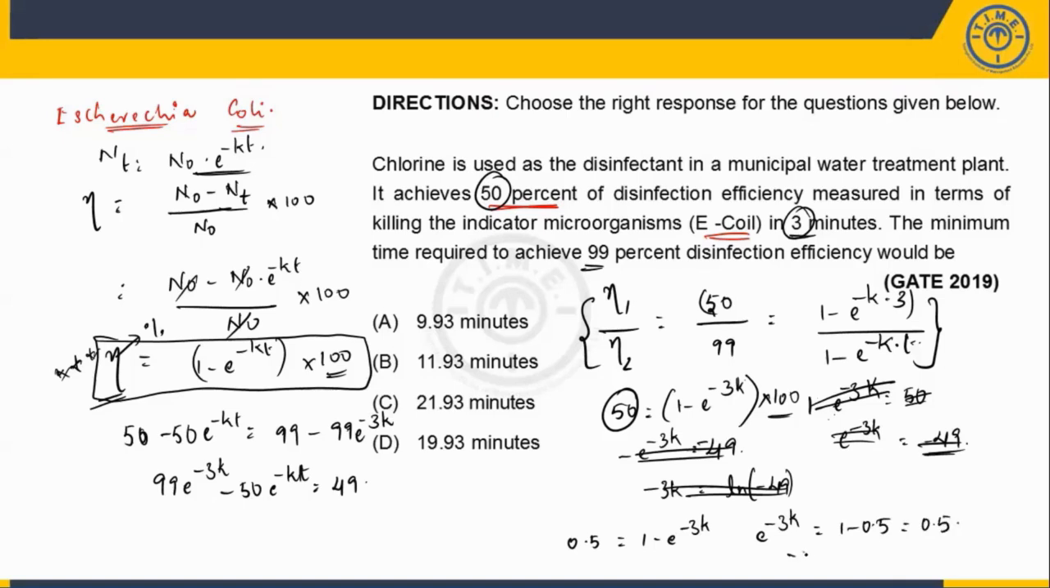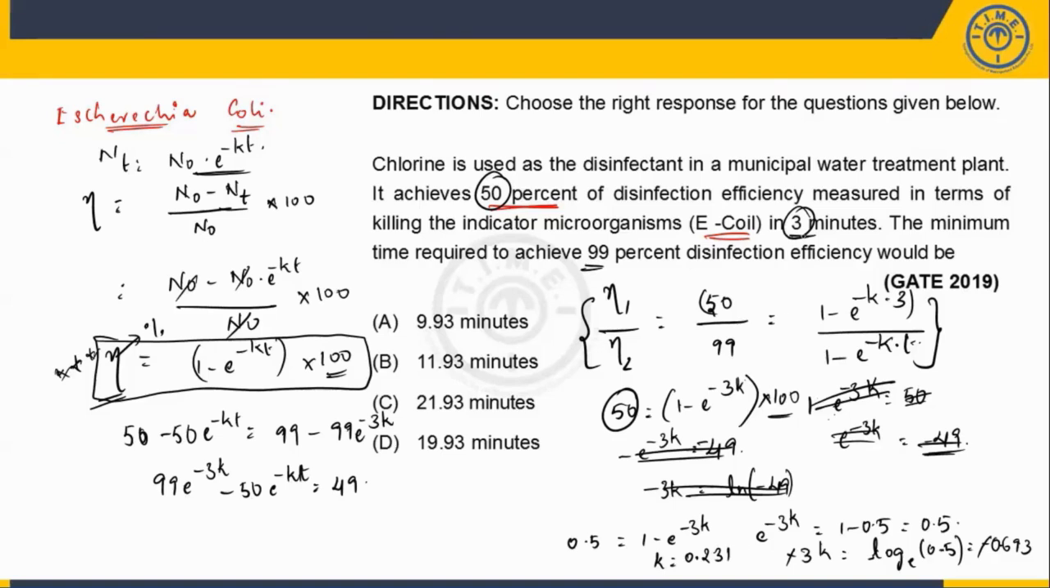0.5. Minus 0.5. 3k is equal to the natural logarithm, log to the base e, of 0.5. How much is it? Minus 0.693. Divided by 3, how much is k? Minus and minus get cancelled, so plus 0.231.